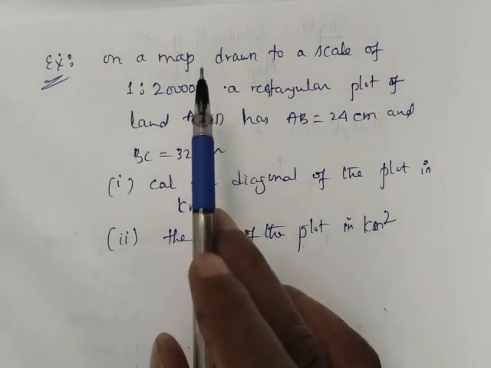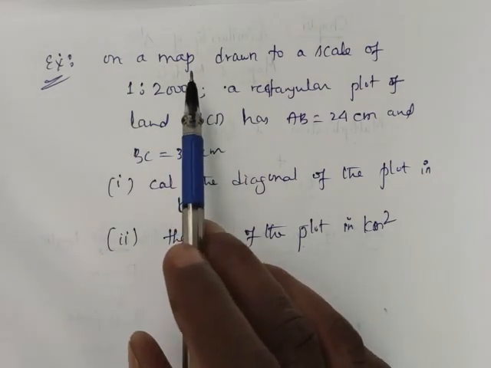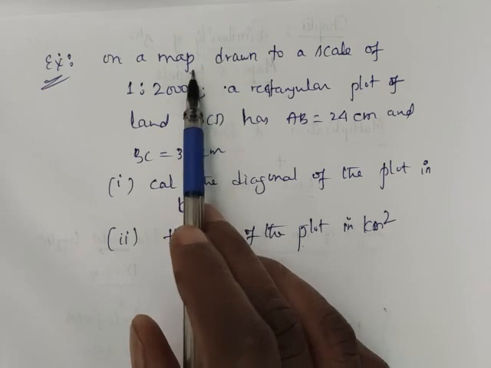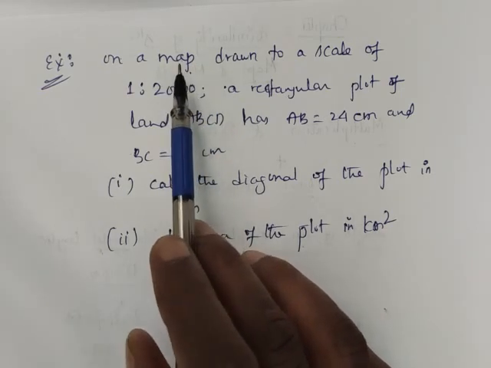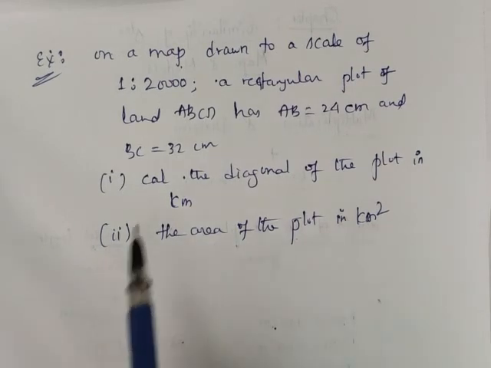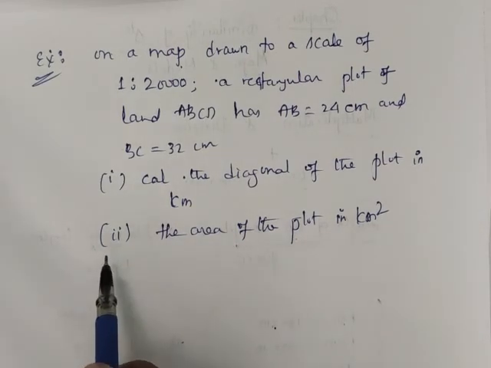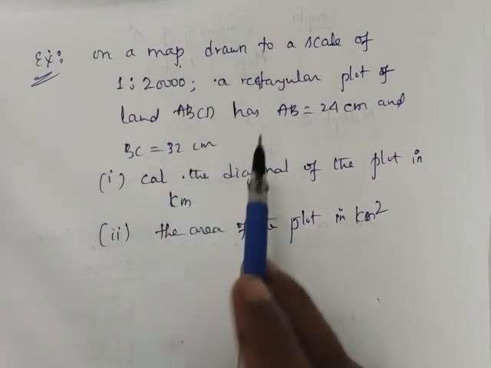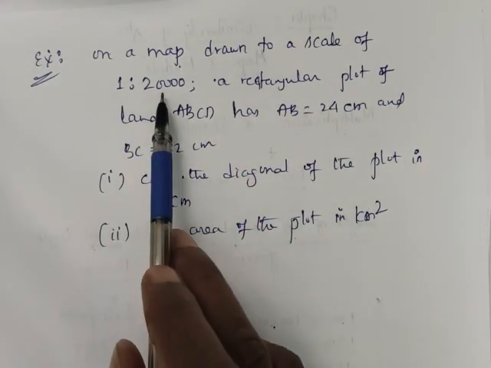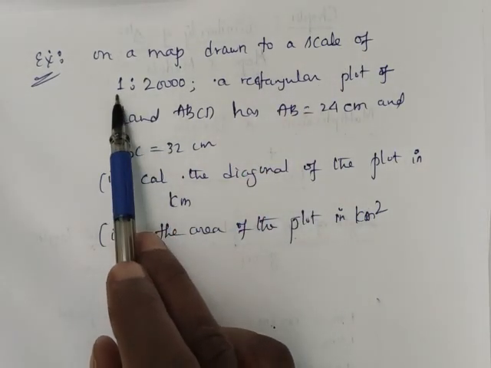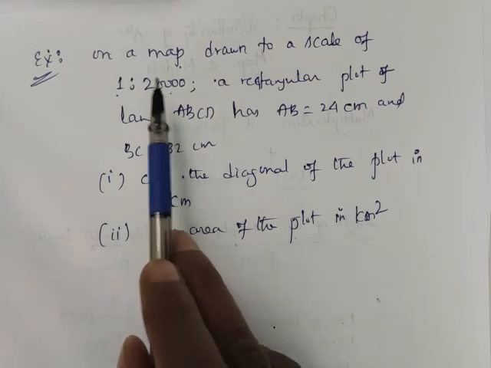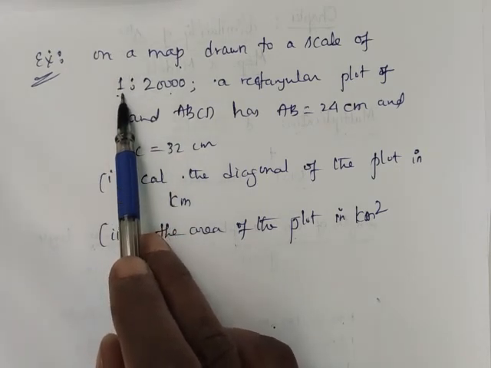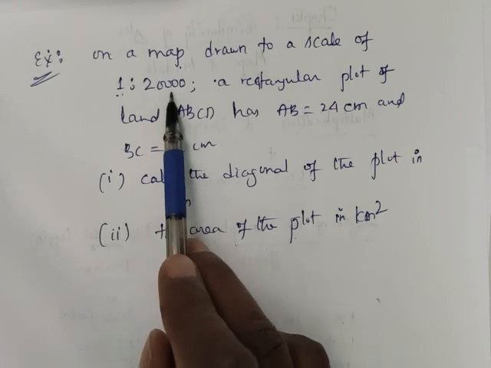This is not about a model or map only; any question. Map means it's not real. Like a map, a model also: model and map both are not real. That is a decreased value of the main one. That is only called size transformation. On a map drawn to a scale of 1:20,000, every 1 centimeter on the map is actually equal to 20,000 centimeter really.